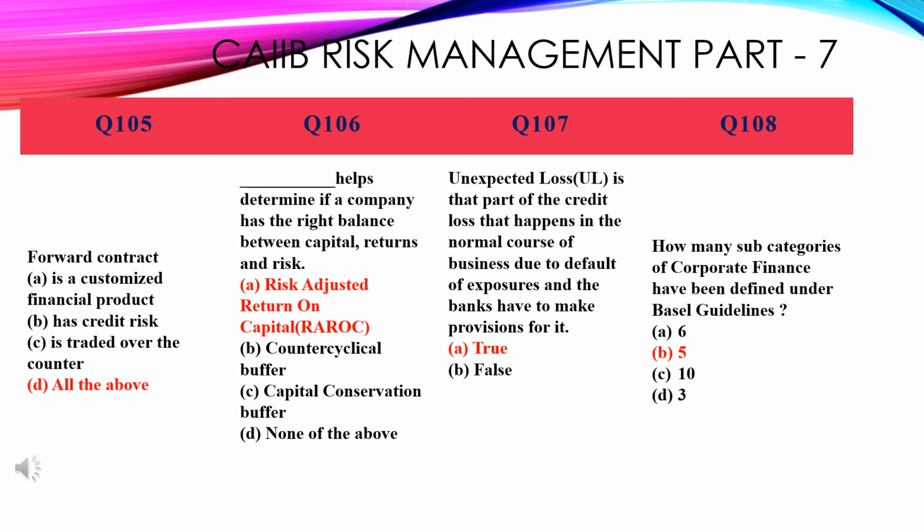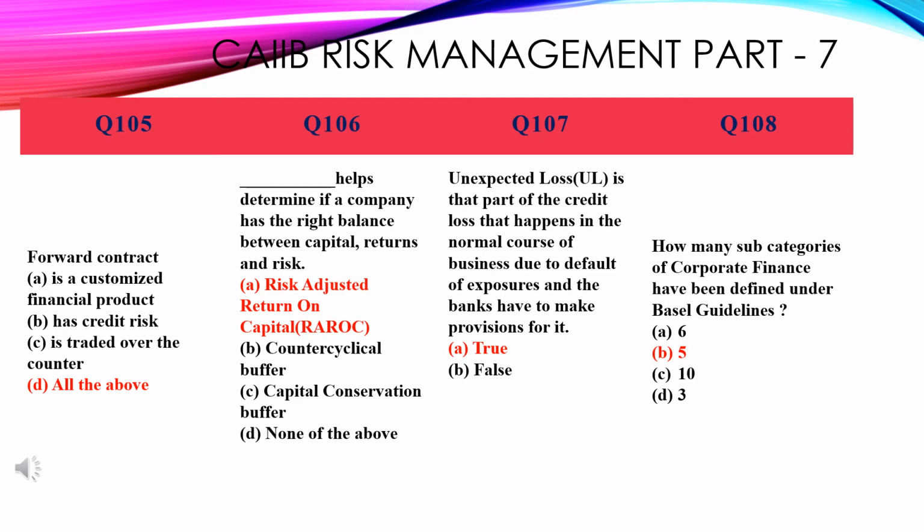Then the third option is capital conservation buffer. And the fourth option is none of the above. So see here, my dear friends, the answer is A. The answer is A. That is risk adjusted return on capital.